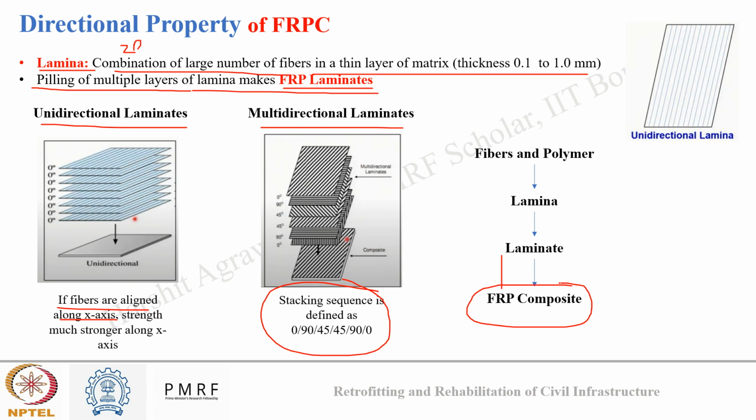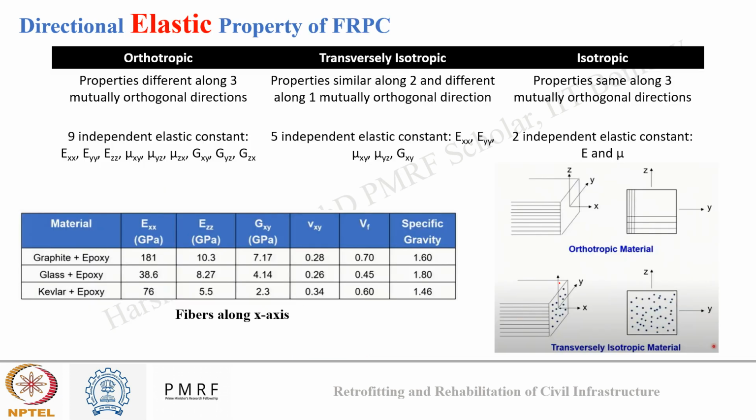So, due to this differential stacking of laminates and different possible orientation of fibers, the properties, mainly elastic properties, are dictated by the direction of fiber orientation. Okay. And based on this, FRPC can be said to be of three types: orthotropic, transversely isotropic, and isotropic. If my properties are varying along all the three directions, it is orthotropic. If it is varying along two directions, it is transversely isotropic, and if it is the same along all the three directions, it is isotropic.